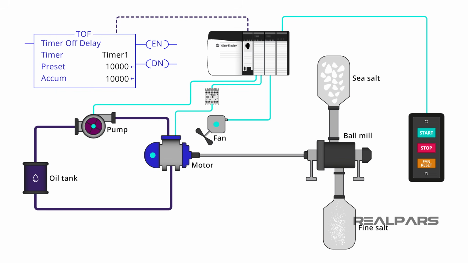Off-delay timers are used when you need something to stay running longer than everything else. For example, cooling fans and pumps might continue to run after a machine pauses from doing work.